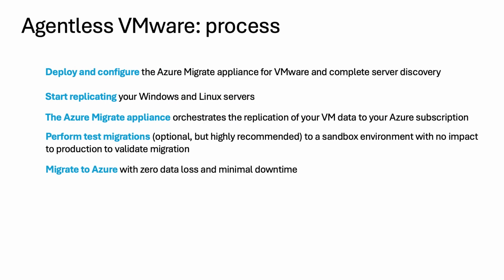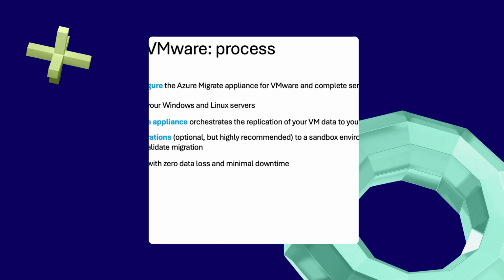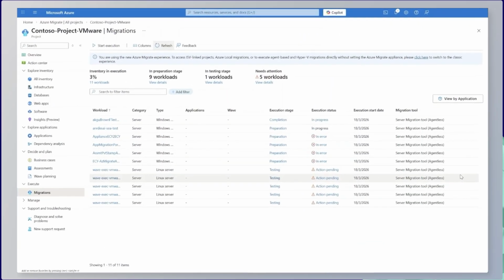These are the steps involved in agentless VMware migrations. Once you deploy and configure the Azure Migrate appliance for VMware and complete server discovery, you can begin replicating your Windows and Linux servers. As an additional step, you can perform test migrations to a sandbox environment with no impact to production. This helps validate the migration process and application functionality before you proceed with the final migration to Azure.